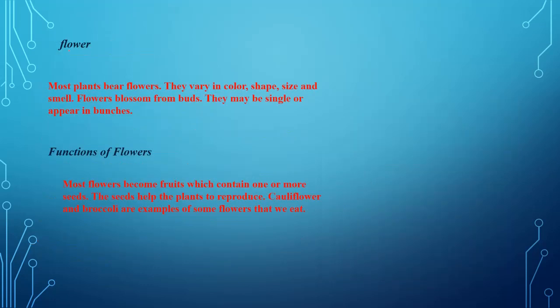Okay, so we will read about flowers. Most plants bear flowers. They vary in color, shapes, size and smell. So flowers are different in color, shapes, size and smell also. Flowers of balsam form from buds. They may be single or appear in bunches.